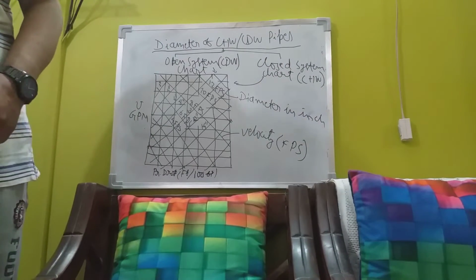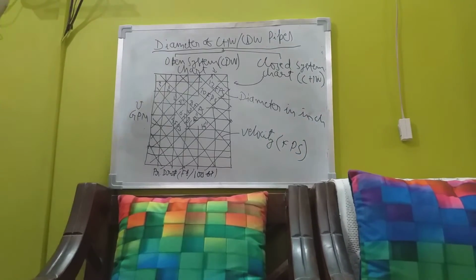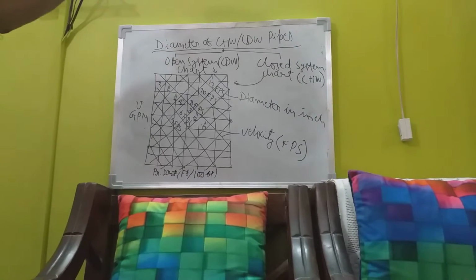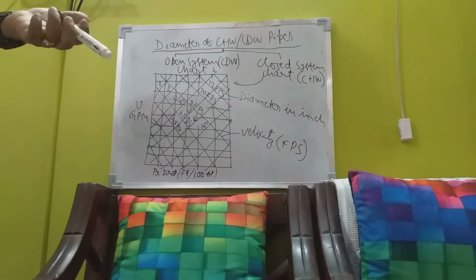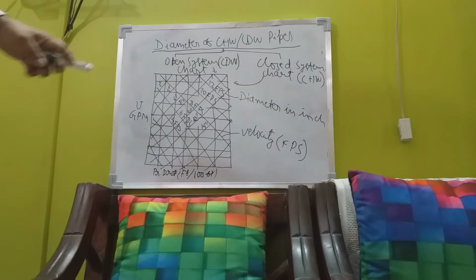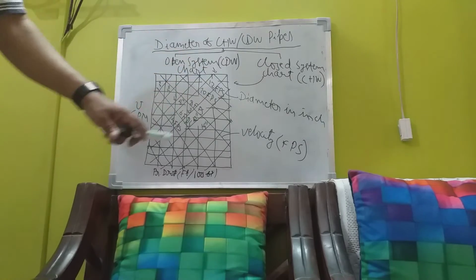Why is there a closed and open system? You can find it yourself. In the condenser water system, the water goes from the condenser to the cooling tower. I showed you in the last class how it goes to the cooling tower. The cooling tower is an open system, open to atmosphere. There is a blower, and through the blower it is open to atmosphere and air goes up from there. So it follows the open system chart.